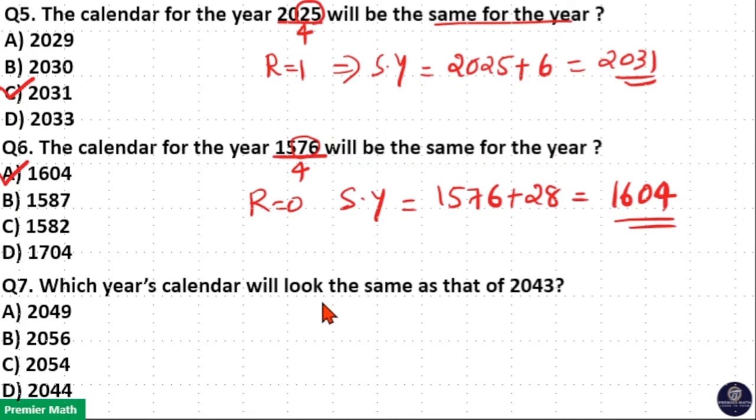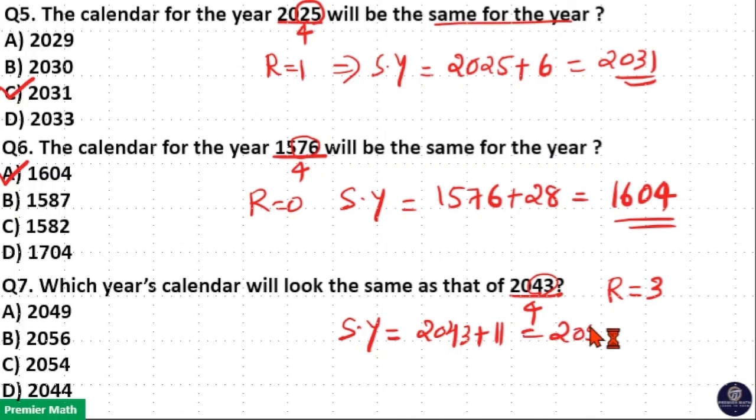In the same way, which year's calendar will look the same as that of 2043? Divide it by 4. 43 by 4 will give you remainder 3, which means the same calendar year is equal to 2043 plus 11. When the remainder is 3, add 11 to the given year, which will give you 2054. So option C is your answer.